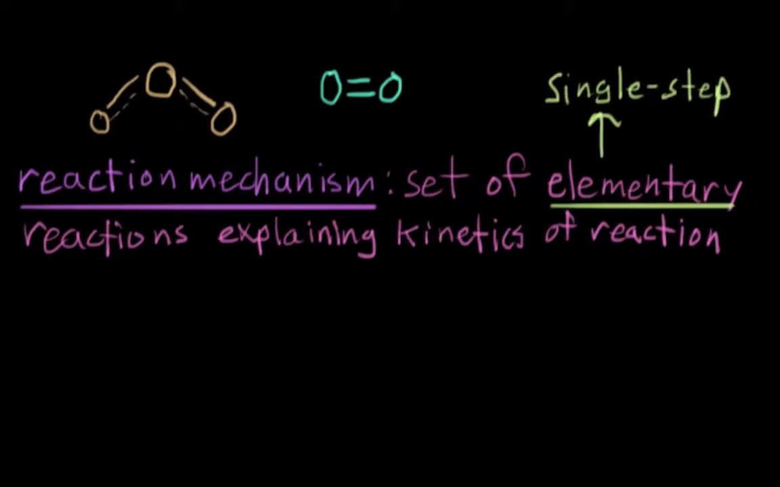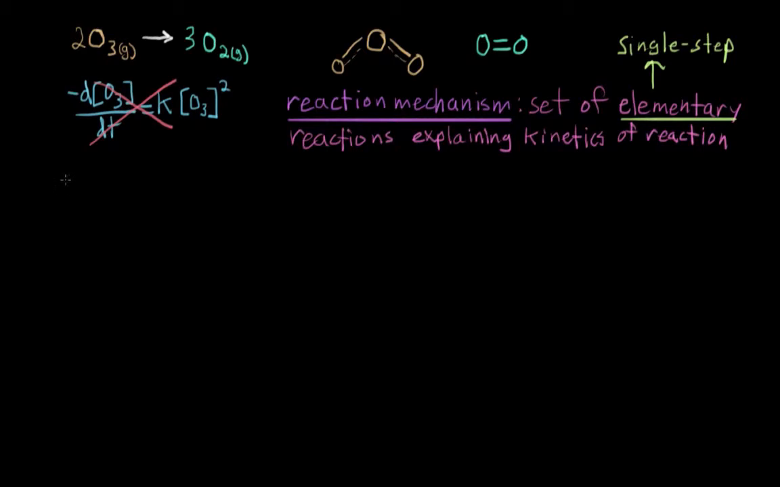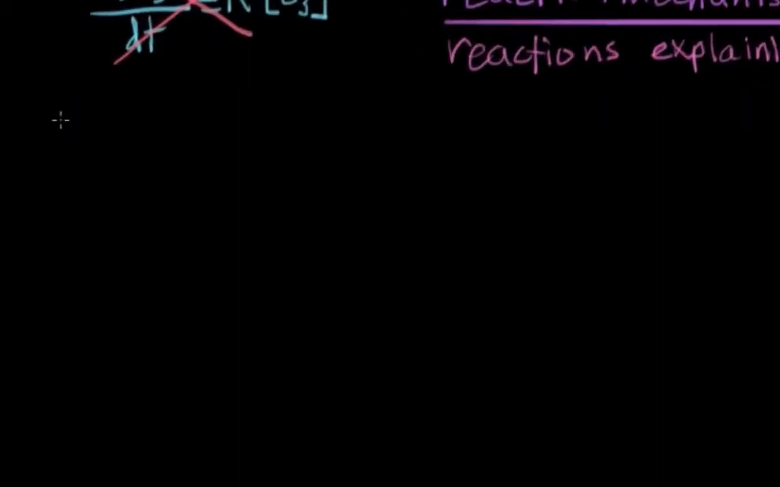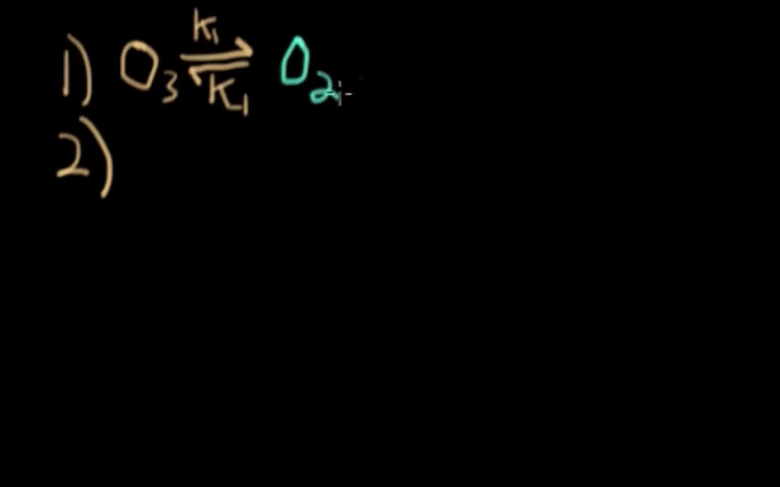So here is one proposed reaction mechanism, and it comes in 2 steps, 1 and 2. The first reaction has ozone in a fast equilibrium, that's what this back and forth arrow means, with a forward rate constant of K1 and a backward rate constant of K negative 1. And so this goes to an oxygen molecule and an oxygen atom.